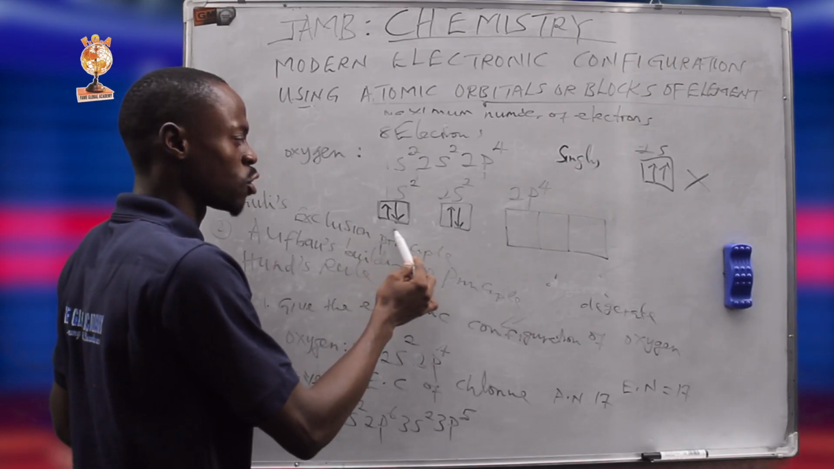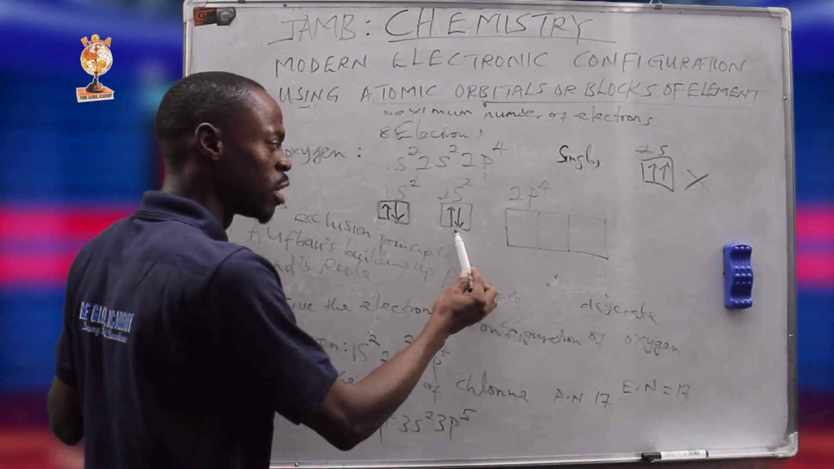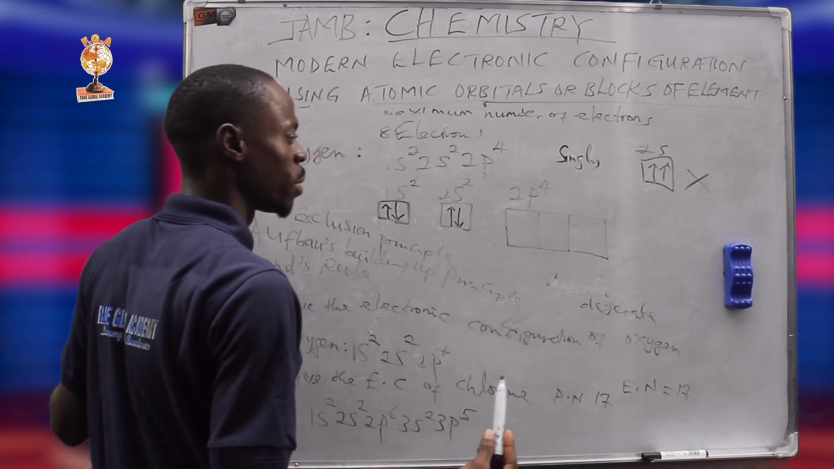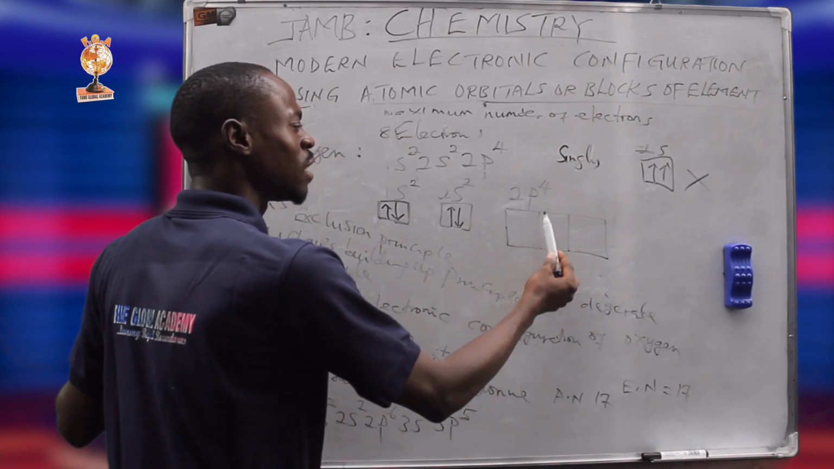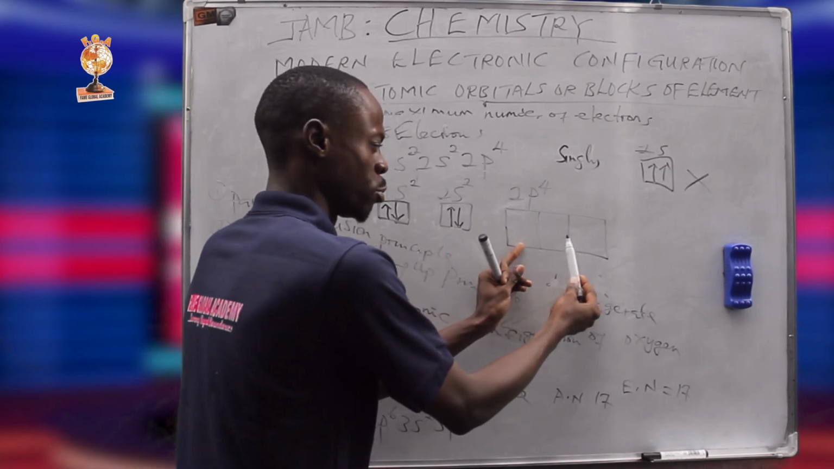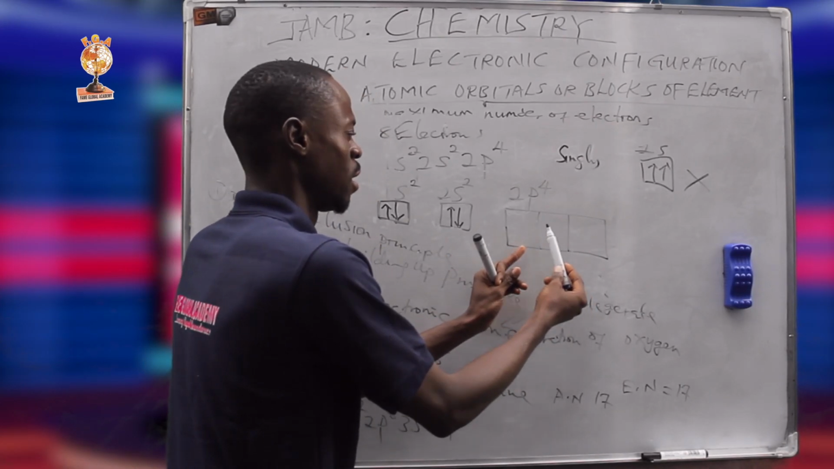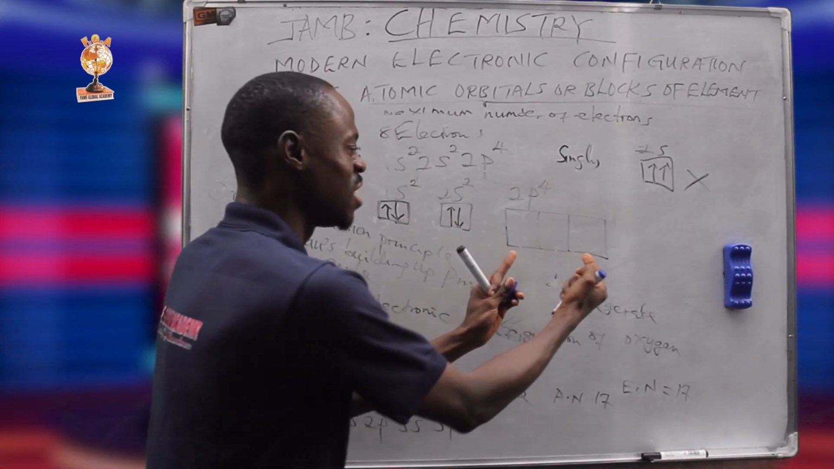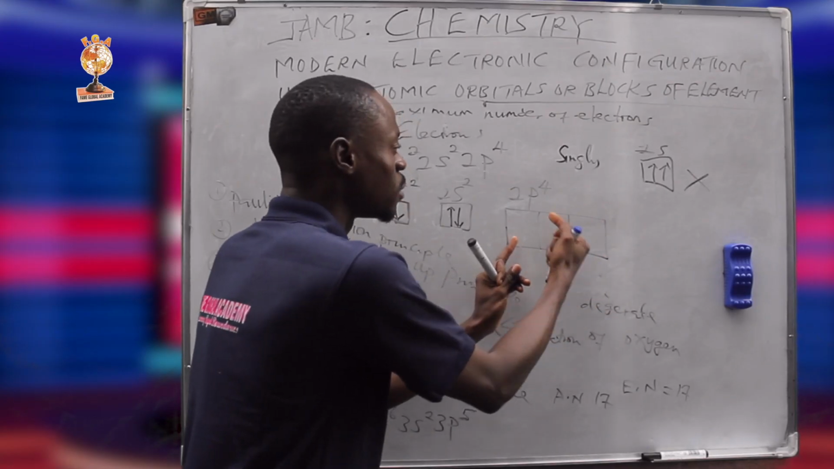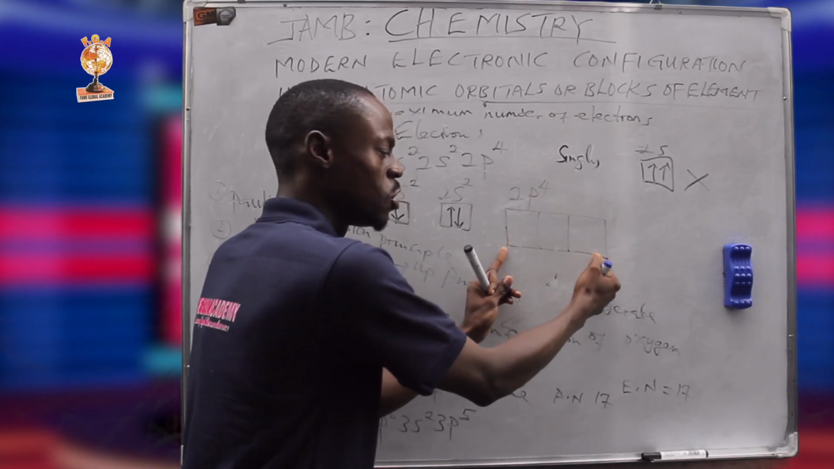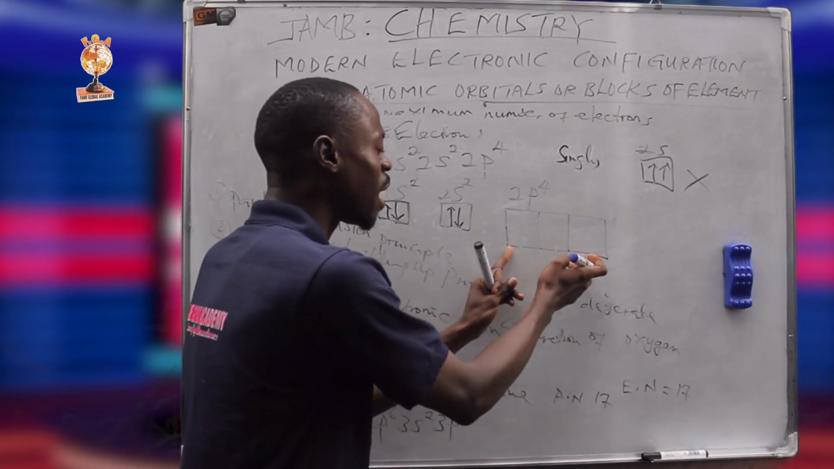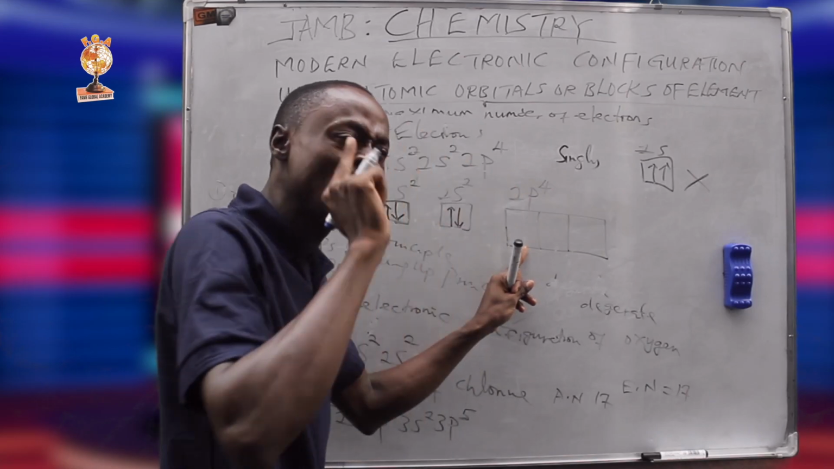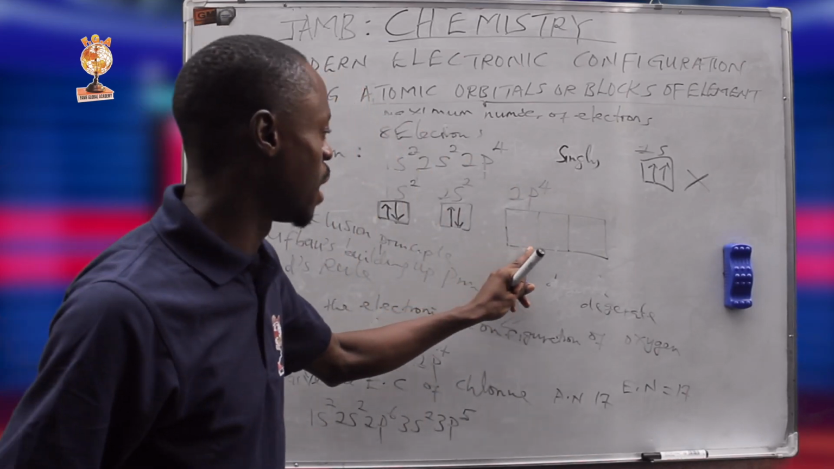1s is not a degenerate orbital. 2s is not a degenerate orbital. 2p is a degenerate orbital. What is a degenerate orbital? A degenerate orbital is an orbital that has more than one sub-shell. It simply means that the sub-shells share or possess the same energy level. The 2p orbital is a degenerate orbital because it has 3 sub-shells, and these sub-shells share or possess the same energy level.